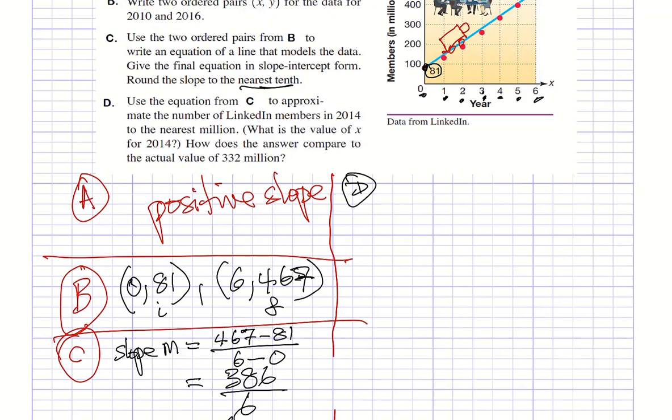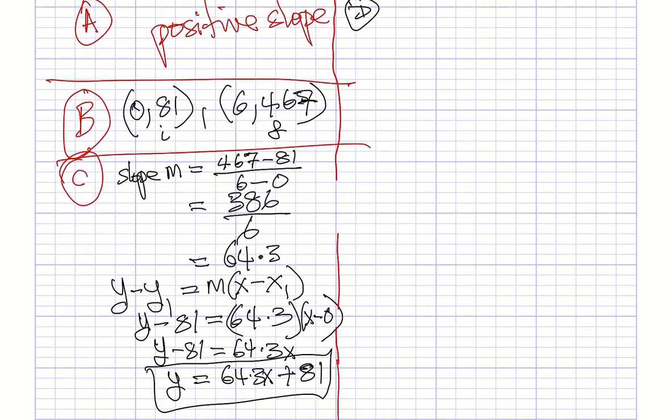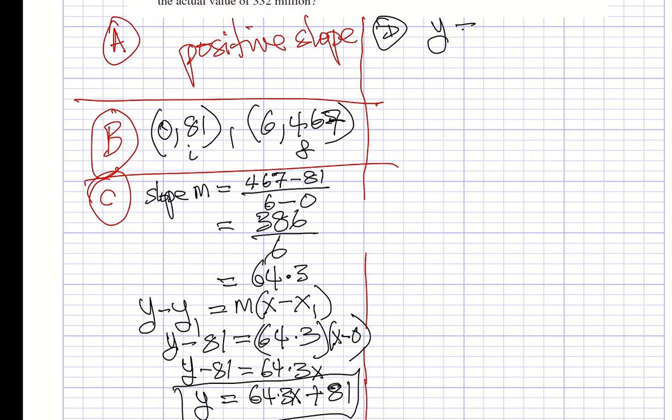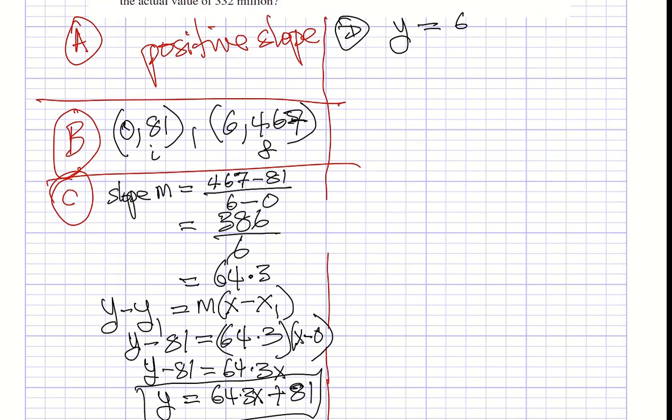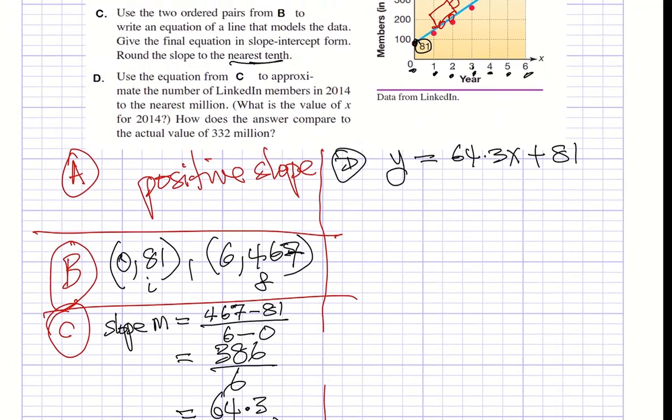So what is the answer? Use the equation from C to approximate the number of LinkedIn members in 2014. What we got is 64.3x plus 81, and it's telling us to use that to approximate the members in 2014. What is the value of x in 2014? This is 0 for 2010, then 2011, 2012, 2013, 2014. So x is equal to 4.